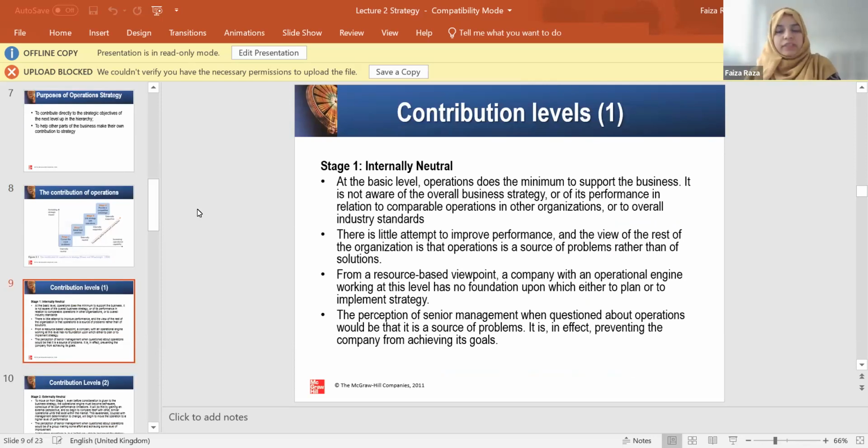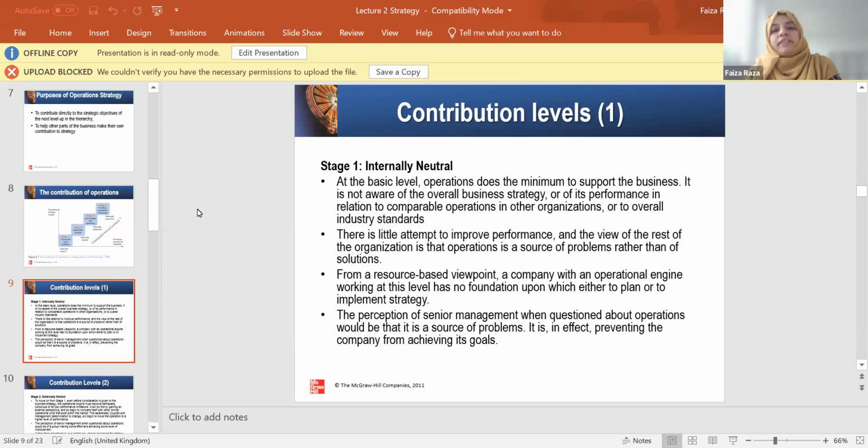So at stage 1, internally neutral. At this basic level, operations does the minimum to support the business. It is not aware of the overall business strategy, or of its performance in relation to comparable operations in other organizations or to overall standards.